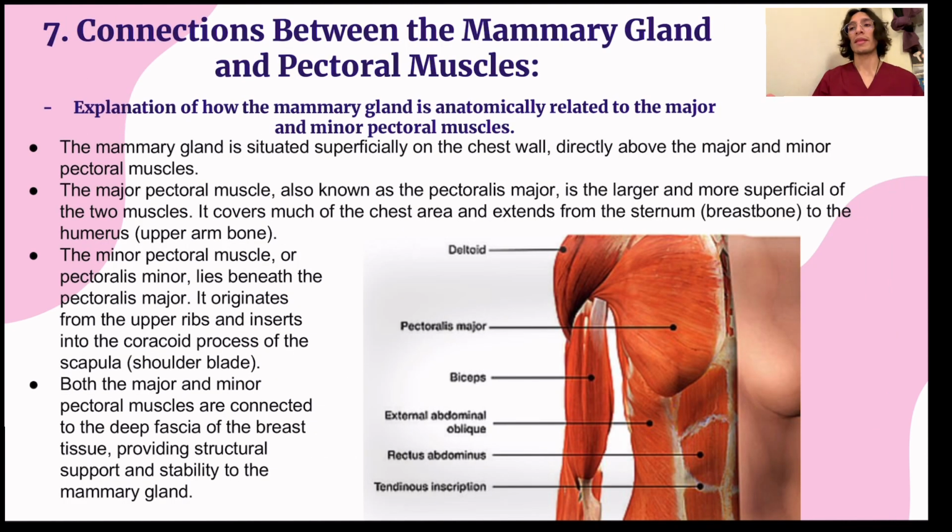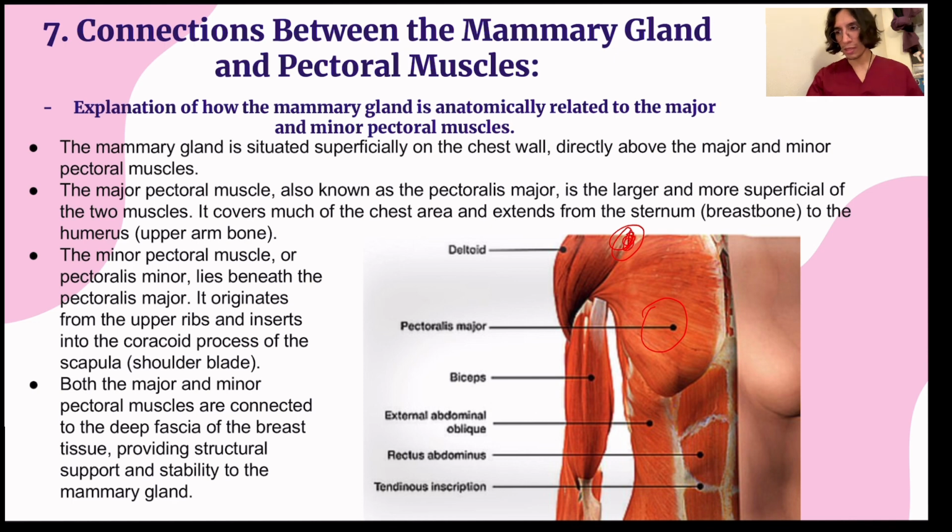Connections between the mammary gland and pectoral muscles. The mammary gland is situated superficially on the chest wall, directly above the major and minor pectoral muscles. The major pectoral muscle, also known as the pectoralis major, is the larger and more superficial of the two muscles. It covers much of the chest area and extends from the sternum, breastbone, to the humerus. The minor pectoral muscle, or pectoralis minor, lies beneath the pectoralis major. It originates from the upper ribs and inserts into the coracoid process of the scapula.